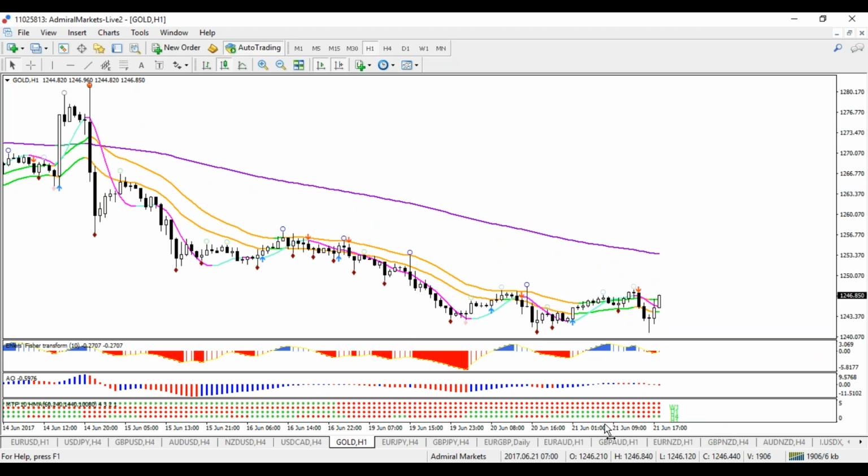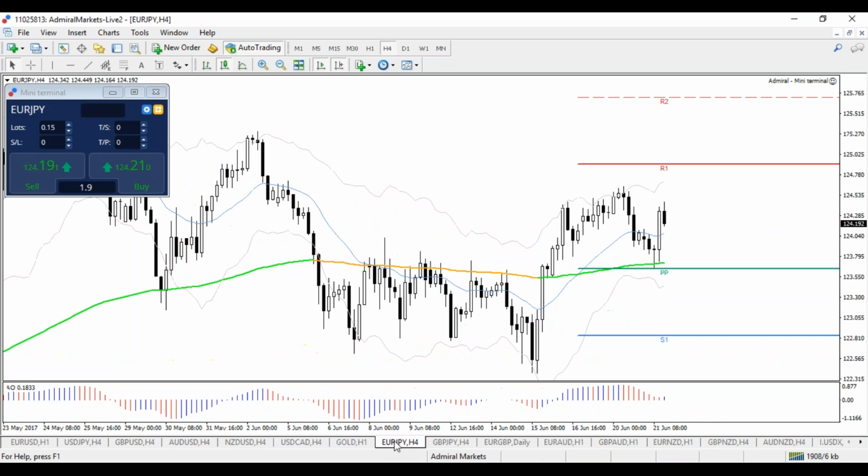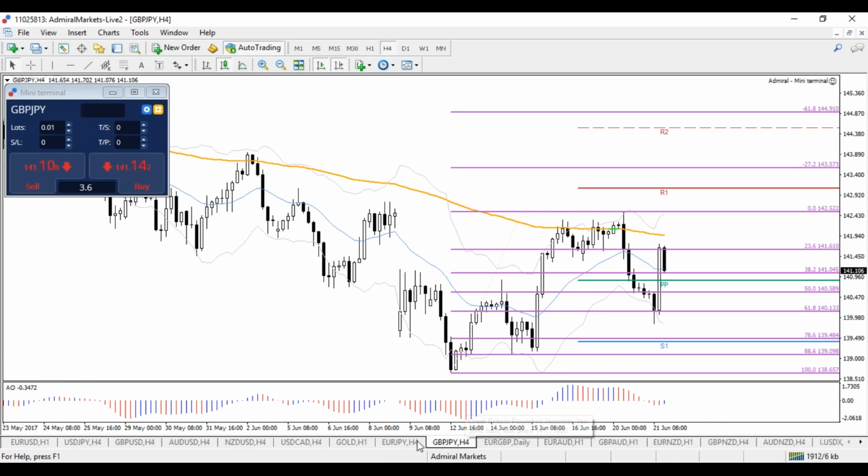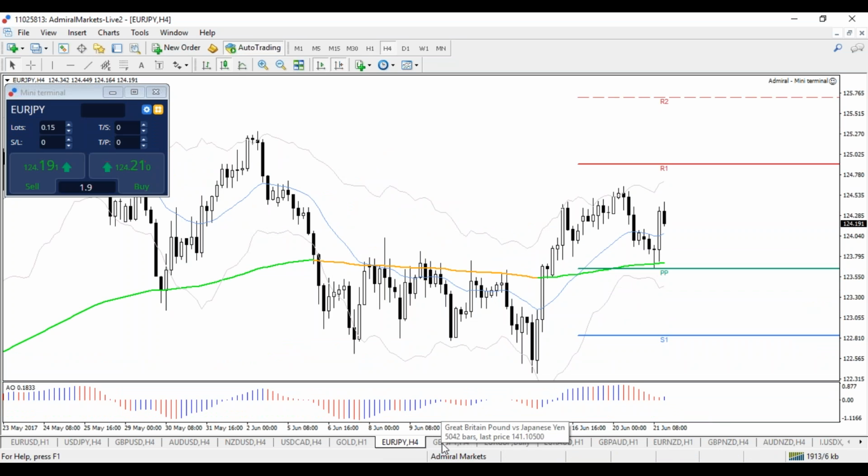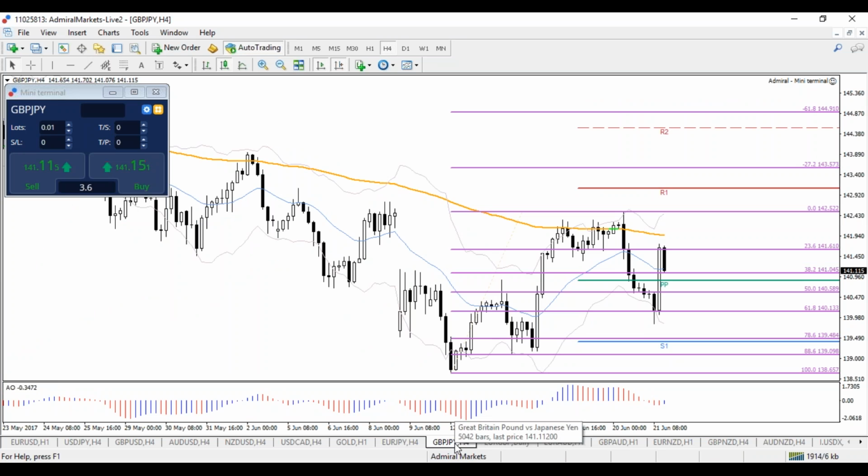I am not a big fan of trading this one at this moment. Let's move on and see if we have something more interesting. Pound yen, we did talk about that yesterday.